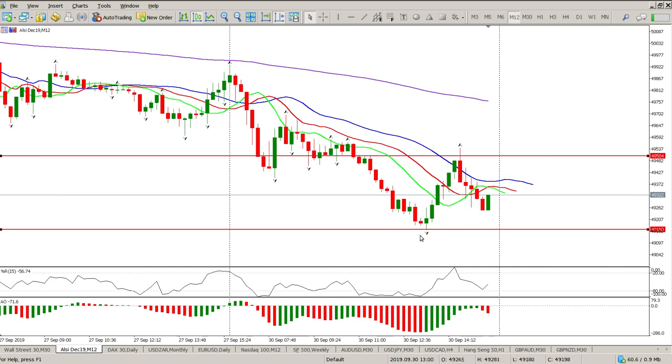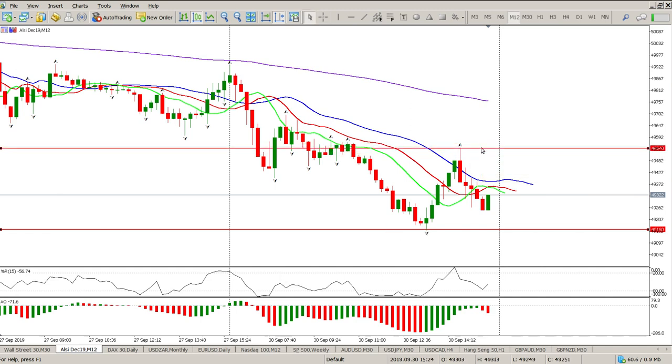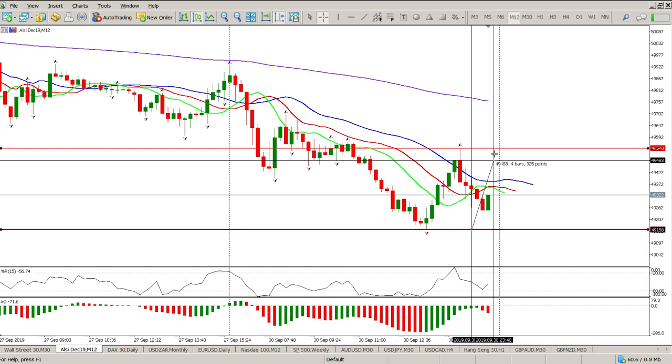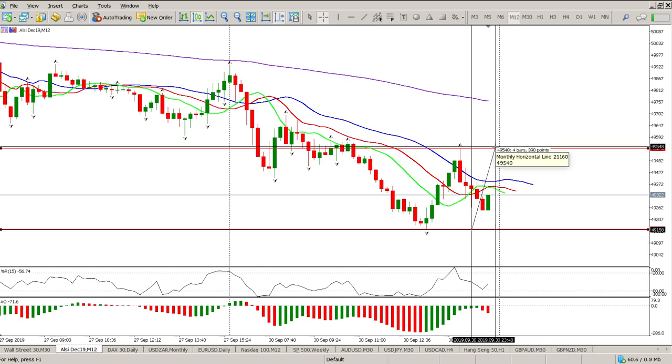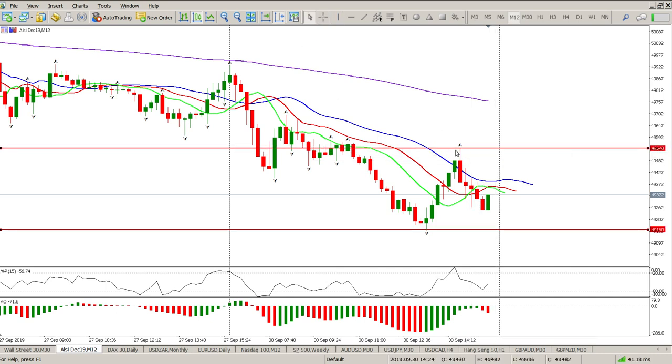But on the 12 minutes, as you can see, you have the fractal there and a fractal there. So a break of those fractals is going to dictate which direction we go in, and that is a 390-odd point move. So break to the upside, you're looking at 49,540. Break to the downside, you're looking at 49,160.